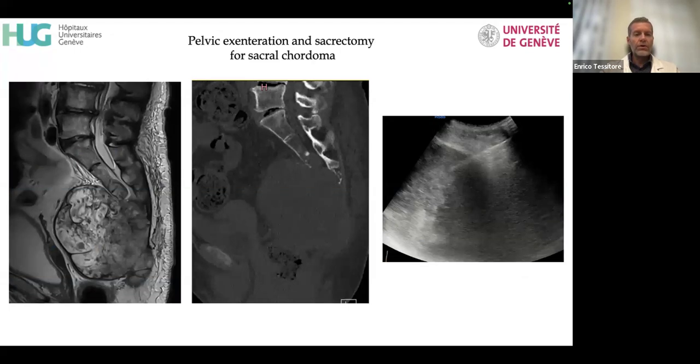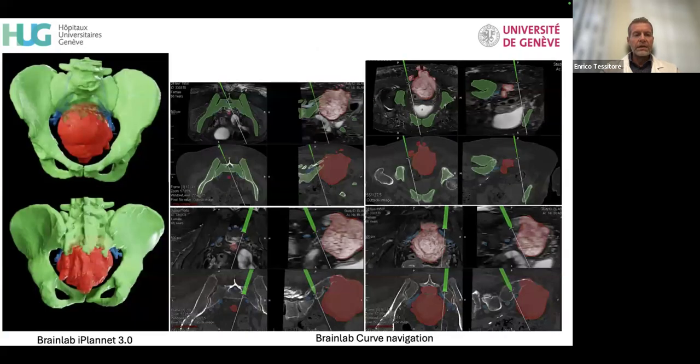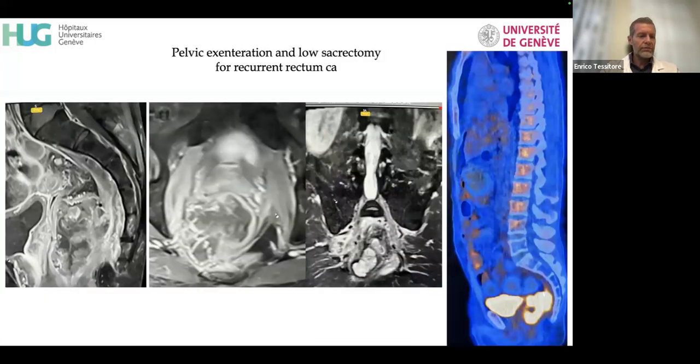Here, a second case of sacral chordoma going up to the S2, S3 level, where the biopsy was confirmed under ultrasound. And here you might see the reconstruction of the virtual pelvis, very helpful to perform the resection of the tumor, respecting the pseudocapsule and the borders of the tumor itself, and also doing a safe osteotomy in order to preserve the S1 nerve roots bilaterally with navigated osteotomes. This was done safely.